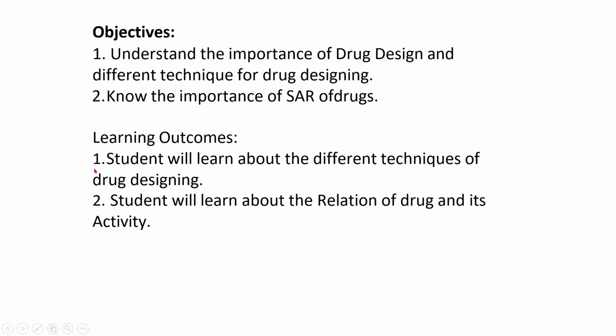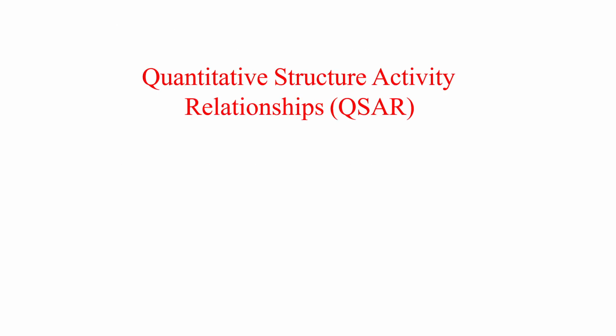Now, what do we learn in this chapter? The learning objectives are: the student will learn about the different techniques of drug designing. The student will also learn about the relation of the drug and its activity with respect to the physico-chemical properties of that drug molecule. Then we will go in depth about quantitative structure activity relationship, which is a part of the drug design concept.